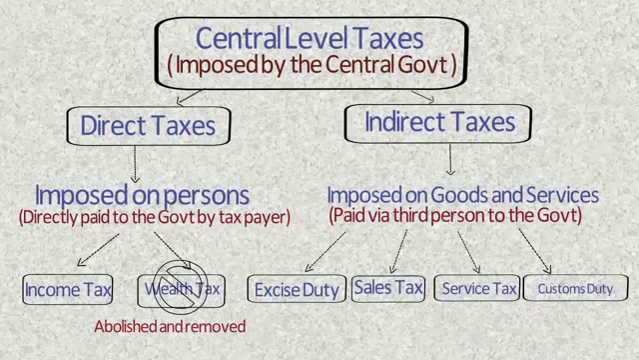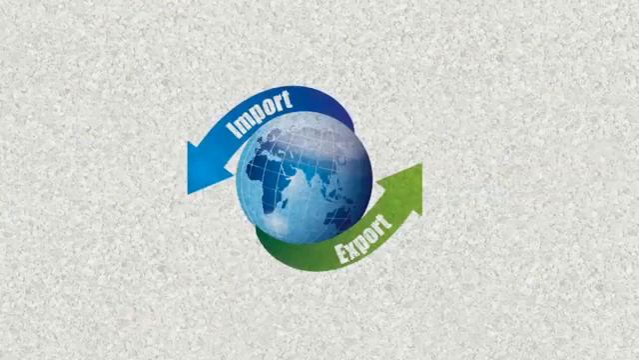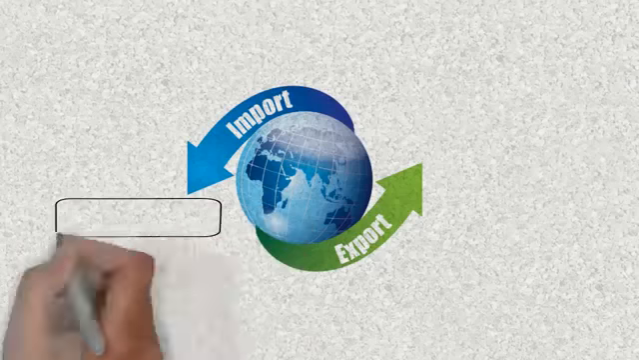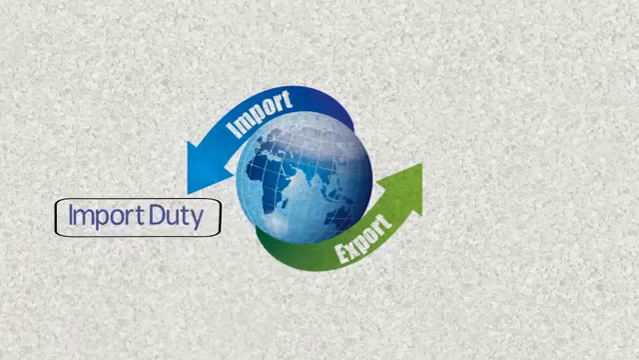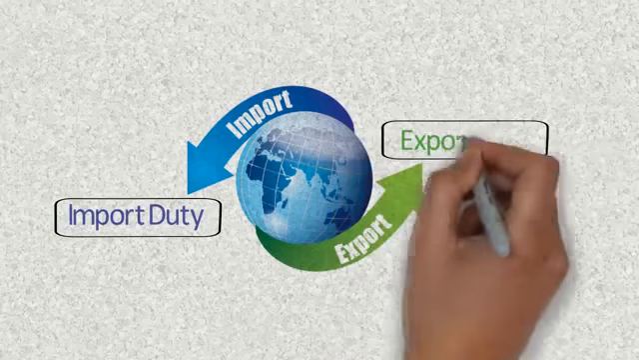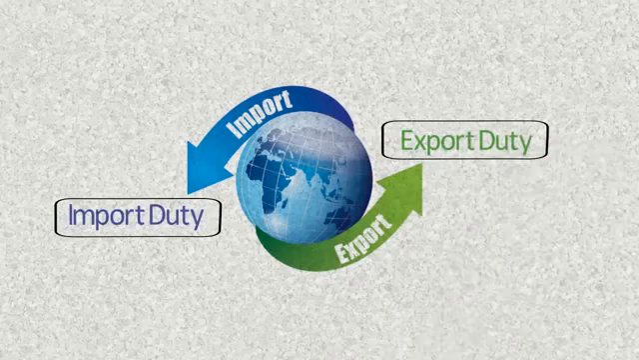In today's time, we buy many products which are imported from outside India. We pay import duty on all such products, which is included in the cost of the product. There are two types of customs duty. One is import duty, which is levied on imports of goods, and the second is export duty, which is levied on the exports of goods.